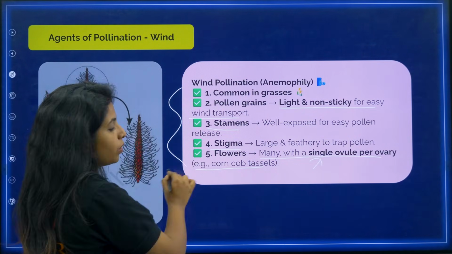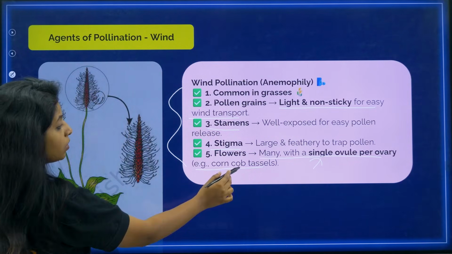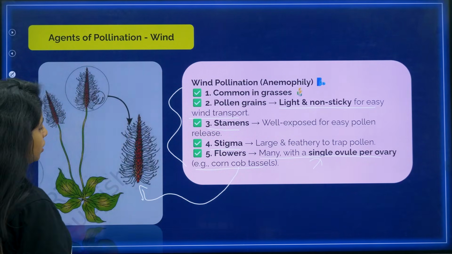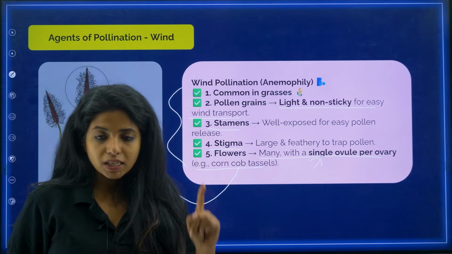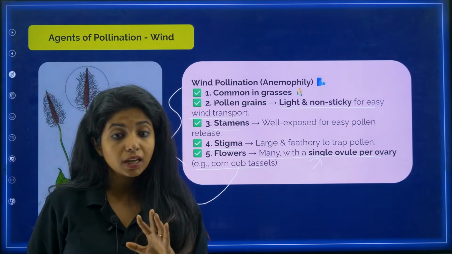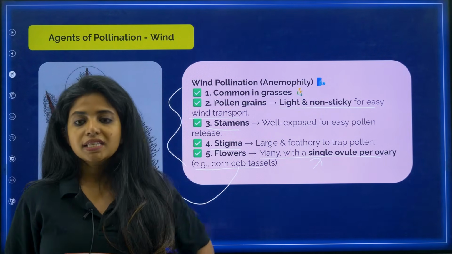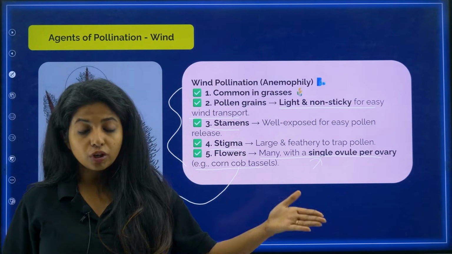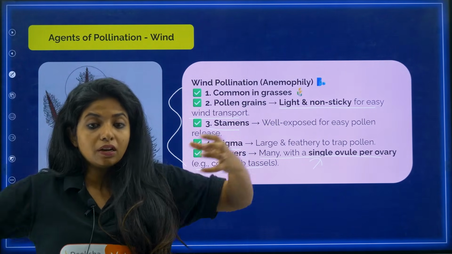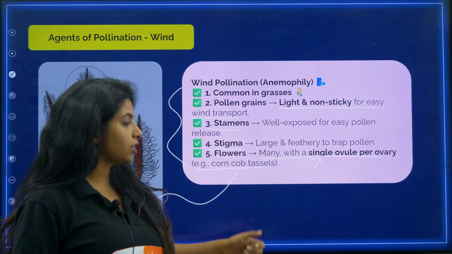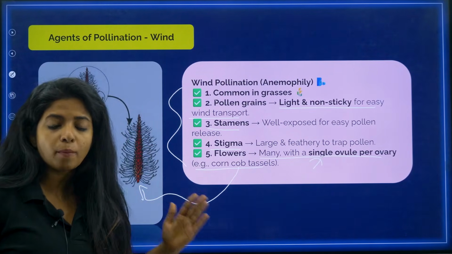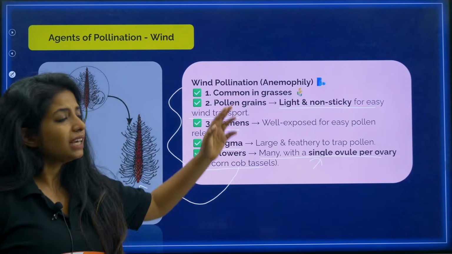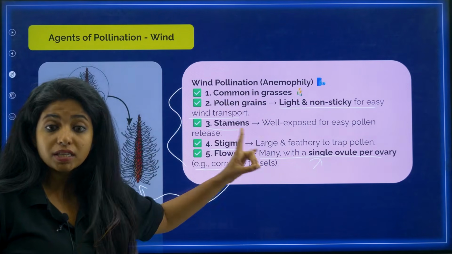So you should know all this. The example is corn-cob tassels, my dear children. Over here you see an example of wind pollination. Again, pollen grains are light and non-sticky. They should not stick; if they stick, they cannot move around. Stamens are very well exposed. Talking about the stigma, they are feathery so that they can trap things. An example, as I said, is corn-cob tassels and also grasses. So if we are asked what is the most common type of pollination in the case of grasses, it is wind pollination. The question has come.